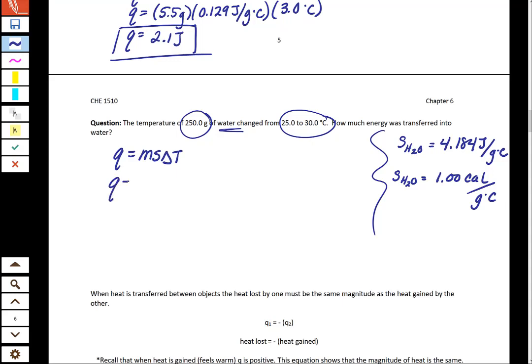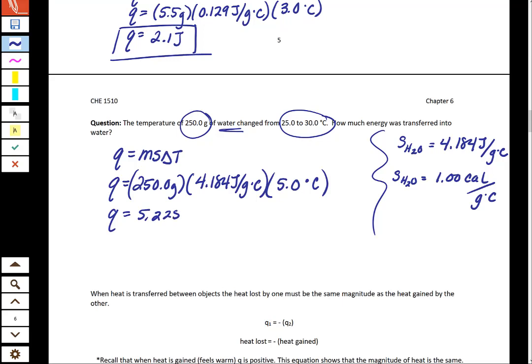So with this, we can take your mass of the water and put that in. I'm going to use the 4.184 joules per gram degrees Celsius because that's the one that our textbook seems to use most often. And then mentally, I'm going to do the delta T. Right? I know it's 5, but I also need to know the significant figures, and so it's going to be 5.0 degrees Celsius. When I put this in the calculator, it's going to give me 5,225 joules, which I will then round to only 2 significant figures because of my delta T.